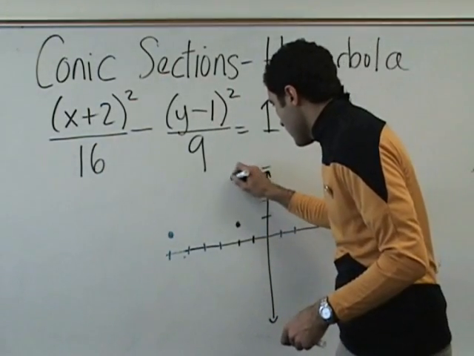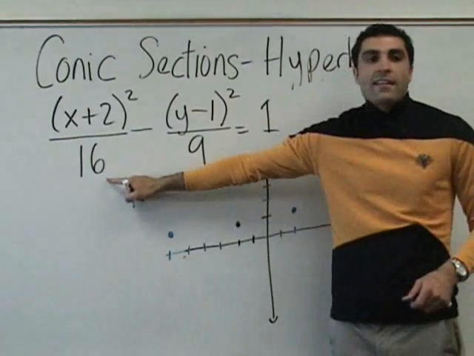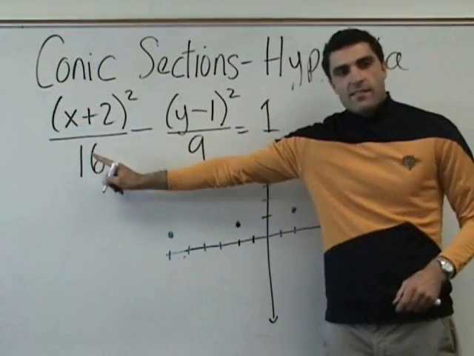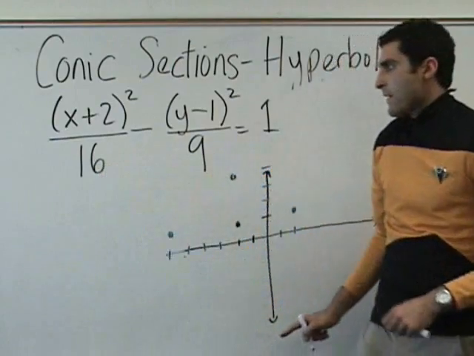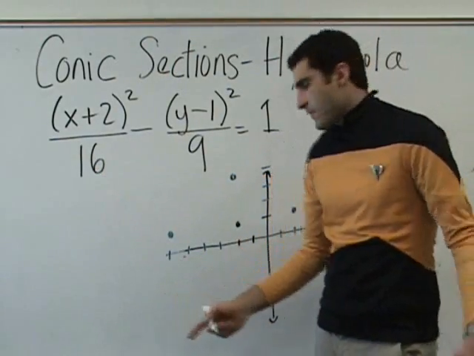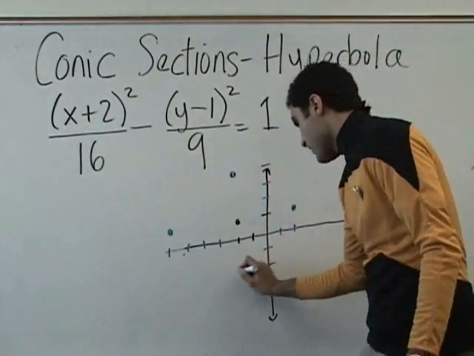Is it always to the left and right, like the first number? No, left and right is the one under x, because x is left and right. Okay, got it. Good questions.